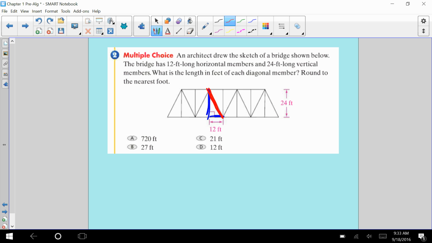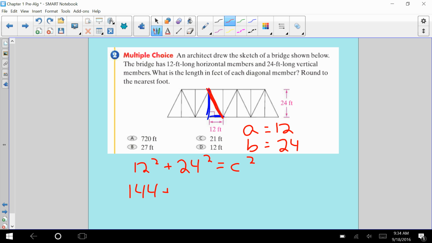Well, the two blue sides that I drew up here are the legs. So I'm going to pick A to be 12 and B to be 24. If I had chosen these backwards, so if I had said A is 24 and B is 12, I'd get the same exact answer for C. So we'll plug these into our Pythagorean theorem. 12 squared plus 24 squared equals C squared. Well, we know 12 squared is 144, and we can figure out that 24 squared is 576, still equals C squared.